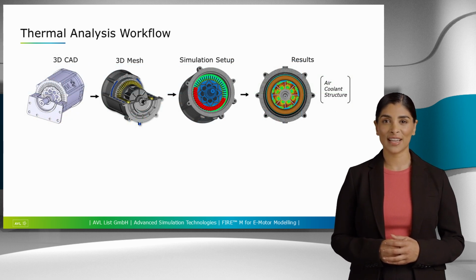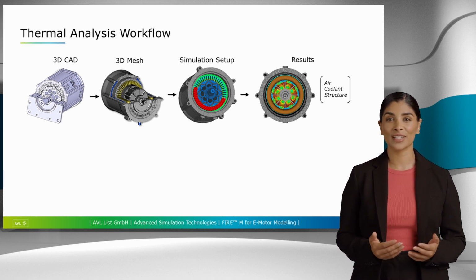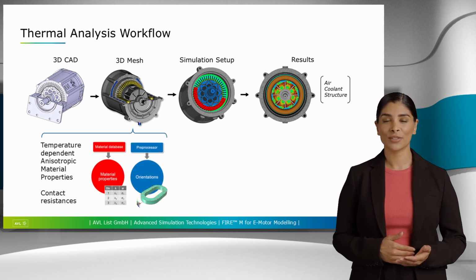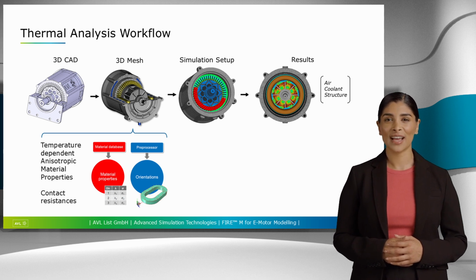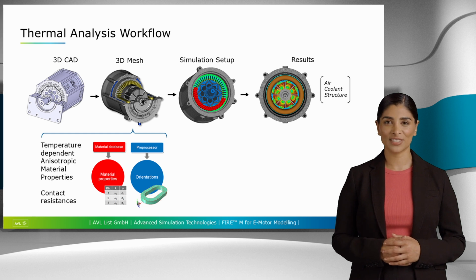A dedicated analysis workflow is integrated in FIRE M to handle the task. It leads its user from managing input data, such as 3D CAD models, all the way to reporting simulation results. The workflow integrates all critical physics, including temperature-dependent material properties, anisotropic laminations, and contact resistances. This ensures accurate thermal predictions for real-world conditions.